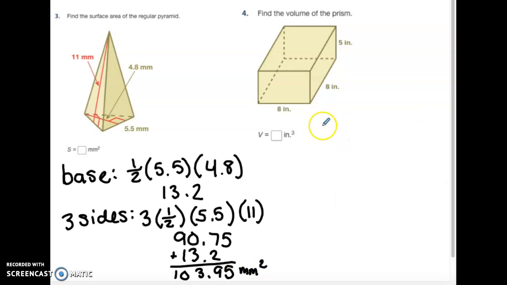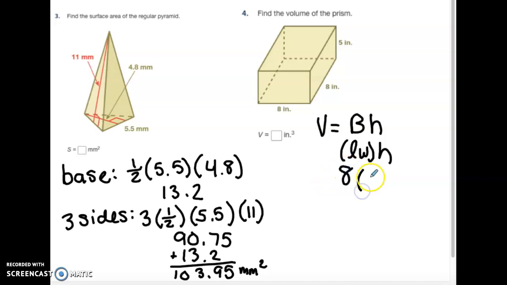Number 4, we're moving on to volume. Volume of prisms is base area times height. So in this prism, the base is a rectangle, so that will be length times width, and then times height. So the length is 8, the width is 8, and the height is 5. Put that in the calculator, we get 320 inches cubed. Volume is our units cubed.